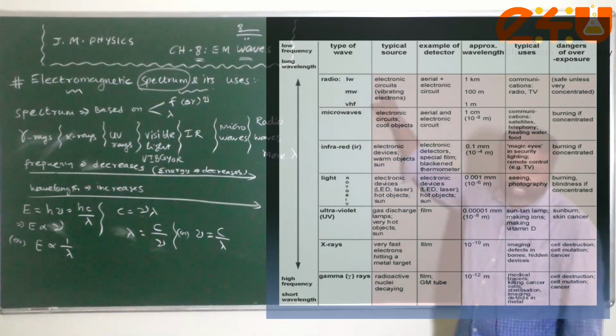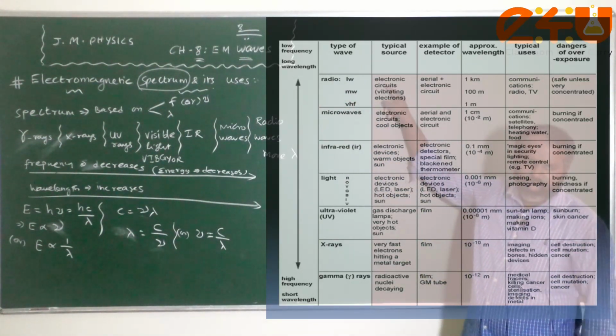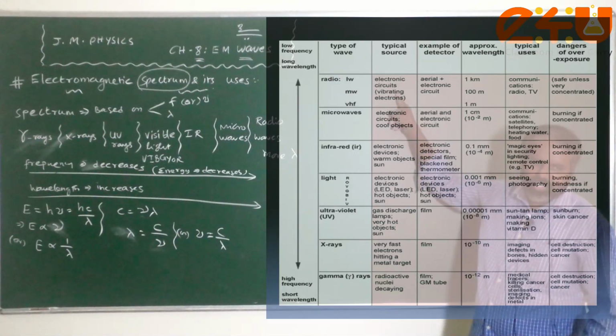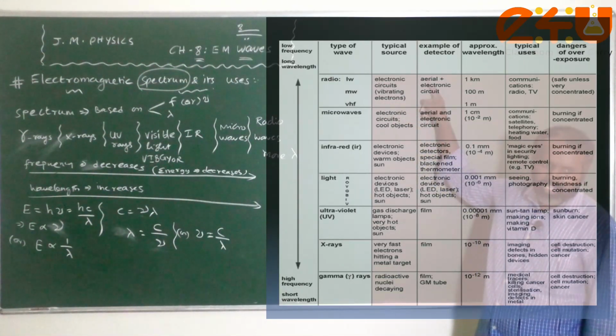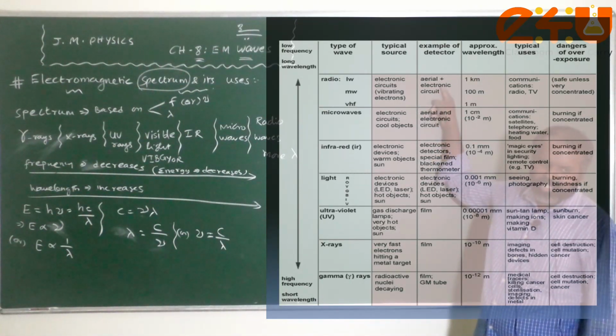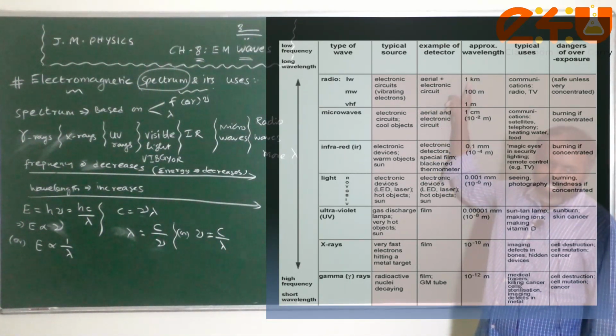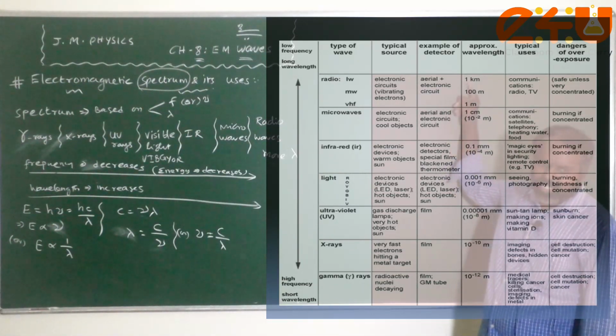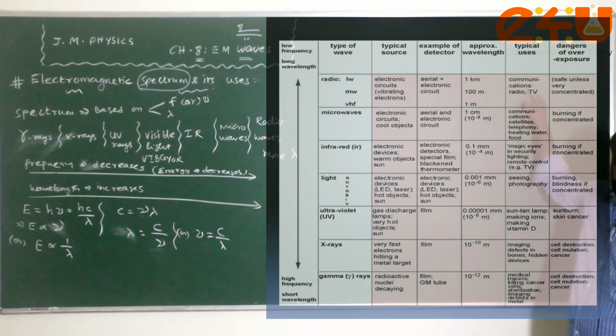The source for that is electronic circuits. The sources of radio waves are electronic circuits with vibrating electrons, and they are detected by aerials, antennas, or any electronic circuit. The wavelengths are given in kilometers, 10 to the power of 3 meters, in that range. The main purpose for that is what, children? Communication purpose, that is, radio and television broadcast. Okay, children. The next one is what?